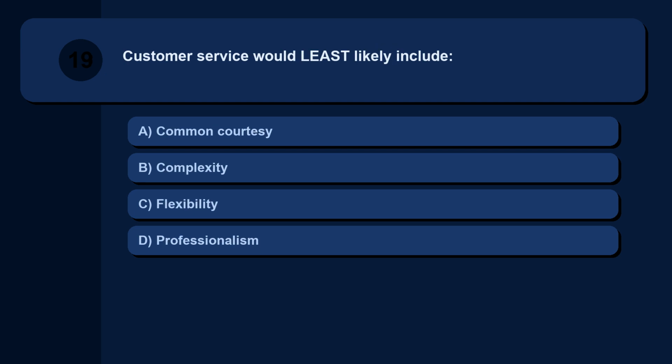Question 19. Customer service would least likely include common courtesy, complexity, flexibility, professionalism. Customer service focuses on simplicity, courtesy, flexibility, and professionalism. Complexity adds confusion and frustration, reducing satisfaction.